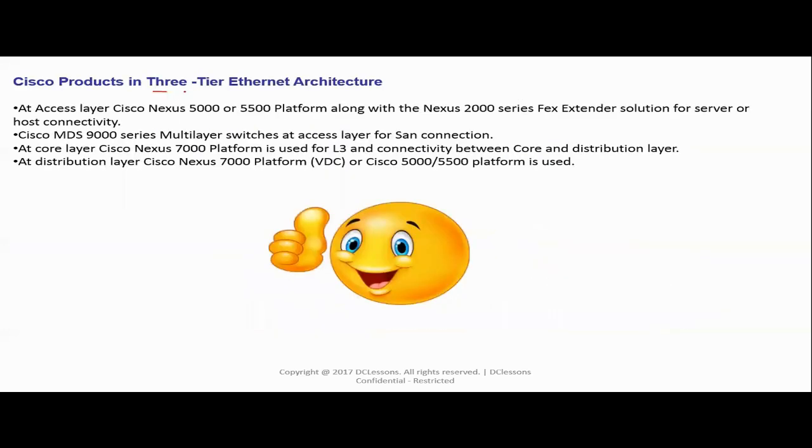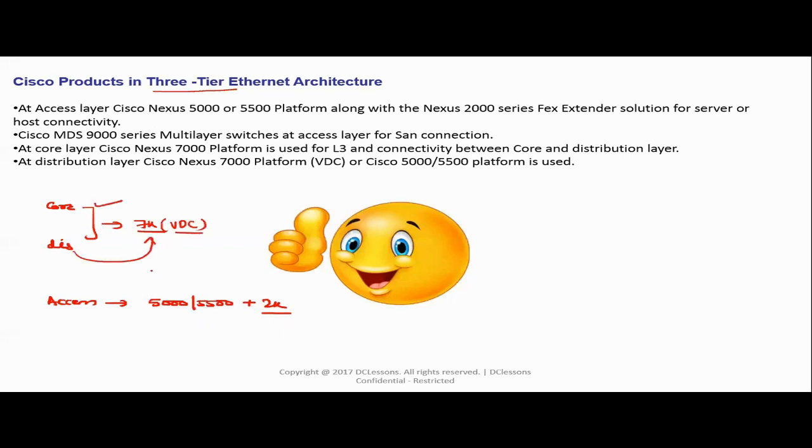And what about the Nexus 3-tier architecture? Here in the Nexus 3-tier architecture, we have different layers like core layer, distribution layer, and access layer, right? So in the access layer, we can use Nexus 5000 and 5500 switches with the help of 2K. And we can use Nexus 7K as a core layer and a distribution layer. In this, we can use a method like VDC. So one of the VDCs will be core and another VDC will be your distribution, and this VDC will be connected to the access layer, right?